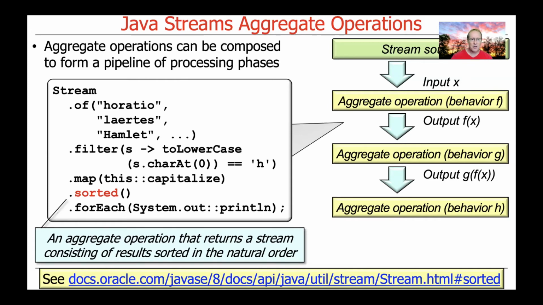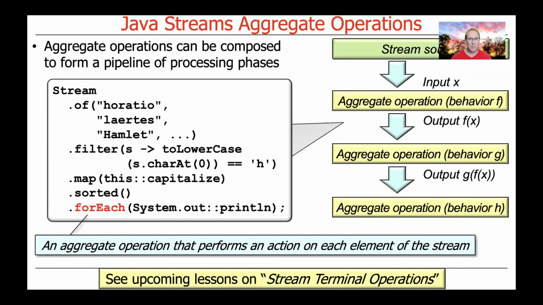And then the final result, the sorted output of properly canonically capitalized characters in Hamlet that start with the letter H, will then be handled by the forEach terminal operation, and that will go ahead and print each element to the standard output.